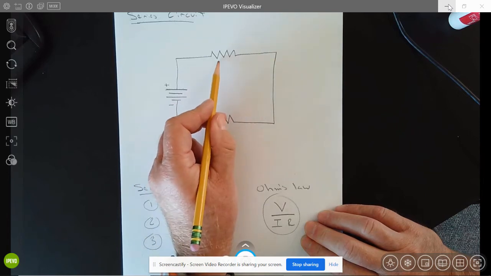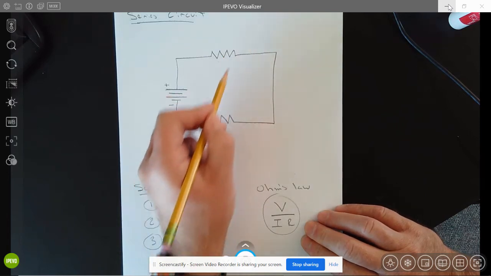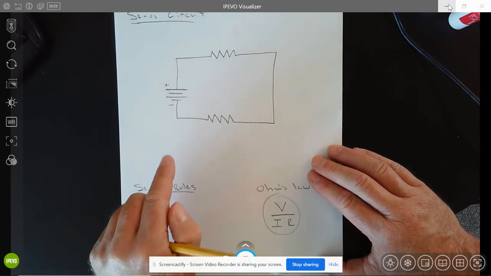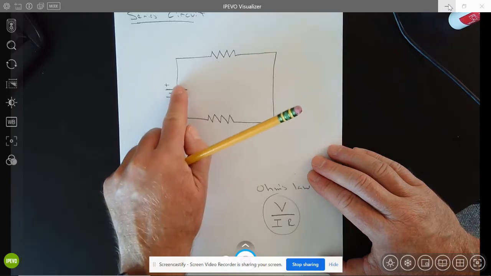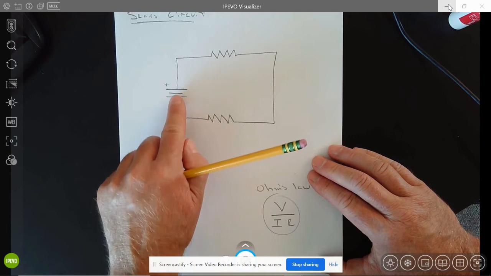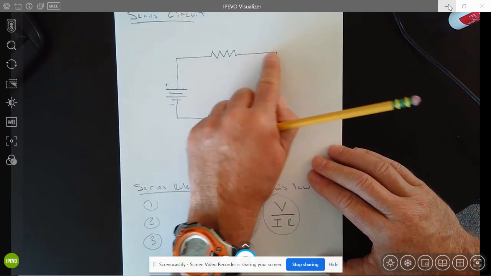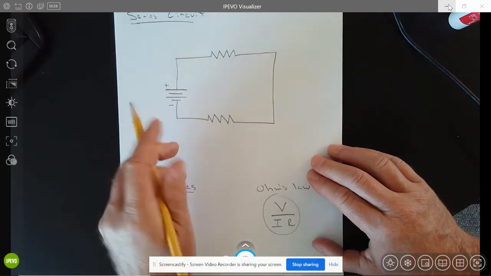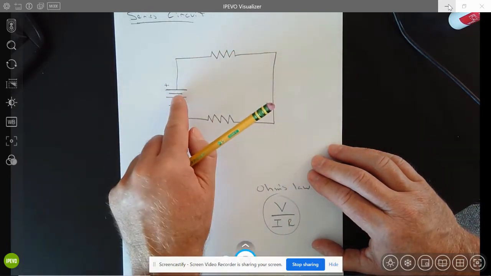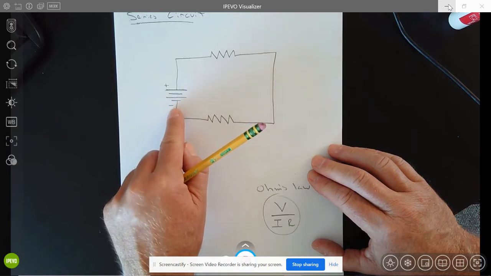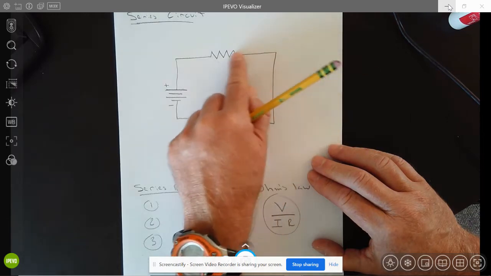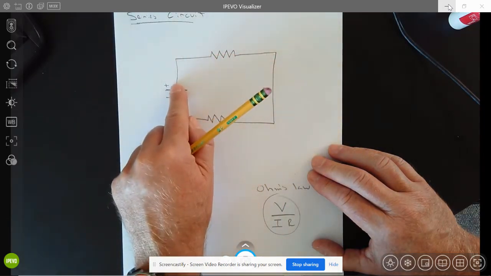Then we have these squiggly things, which are resistors. If I think about a battery, all the current comes out of my battery. If I use conventional flow, it comes out of the positive, goes through here. If I use electron flow, it comes out of the negative, goes around right here. But either way, there's only one path for the current. There are no different roads it can take. If all the current comes out the negative side, it has to go through this resistor, comes up around here, has to go through this resistor, and has to go back.